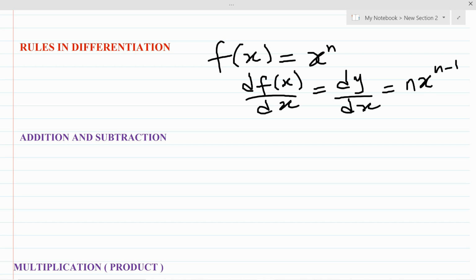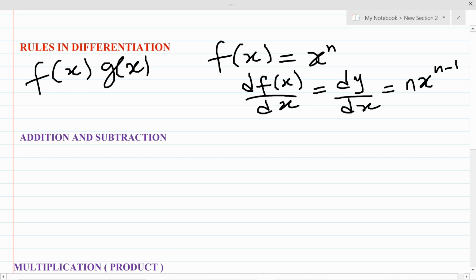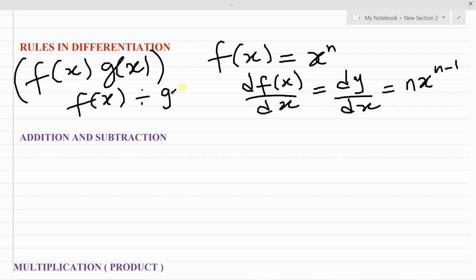Alright, so what if I have two functions like this multiplying, f of x times g of x? What do I do about it? And I want to differentiate the whole of this in one go. Or if I have a function like f of x divided by g of x, and I want to differentiate this, how do I go about it? In today's video, we'll talk about differentiating functions that are added or subtracted together, and we'll discuss the basic rules. So let's start with addition and subtraction.